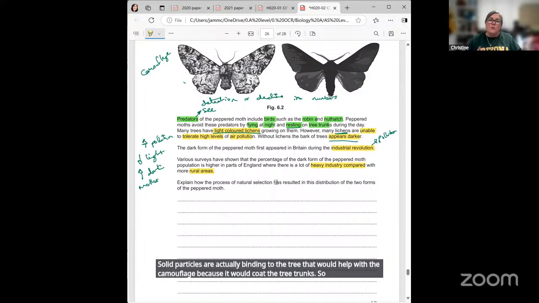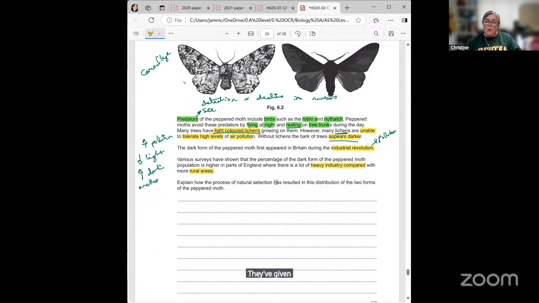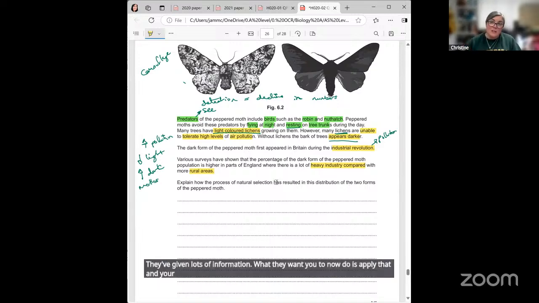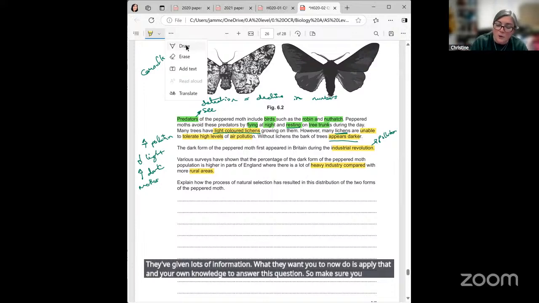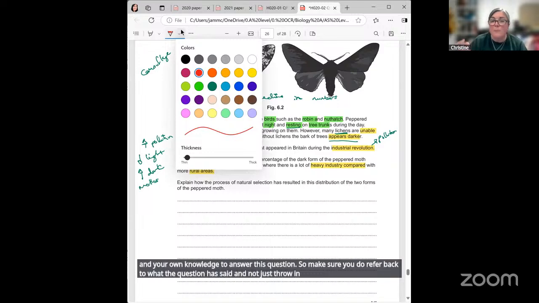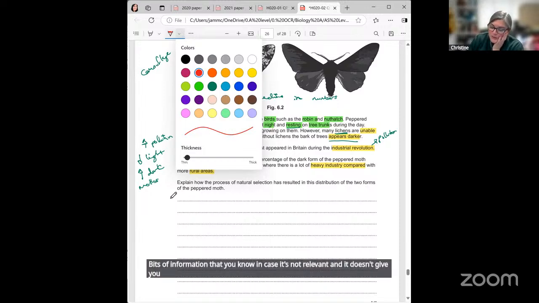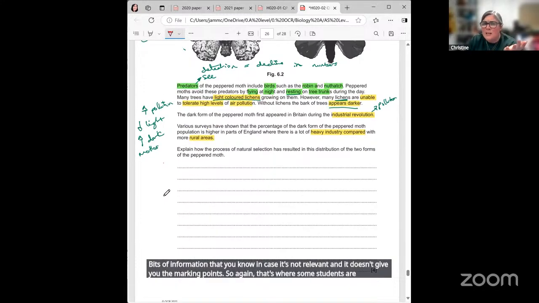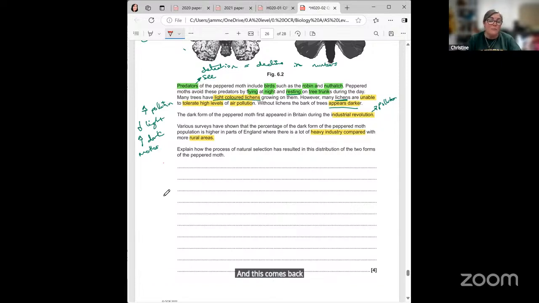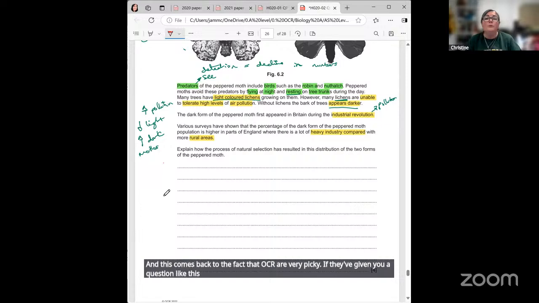So it is important that when you're going through this, you refer back to what the question is giving you. They've given lots of information. What they want you to now do is apply that and your own knowledge to answer this question. So make sure you do refer back to what the question has said and not just throw in bits of information that you know in case it's not relevant and it doesn't give you the marking points. So again, that's where some students are like, I wrote loads of things on there and I didn't get the marking points. What they've given is not inaccurate, but it hasn't actually answered the question. And this comes back to the fact that OCR are very picky. If they've given you a question like this, they really want you to note what it is that is expected.